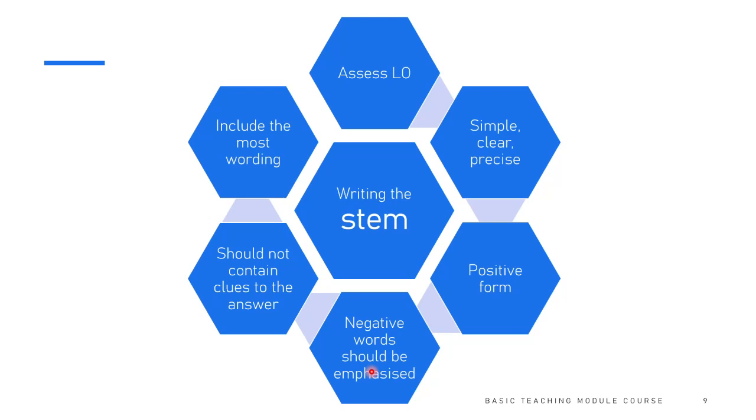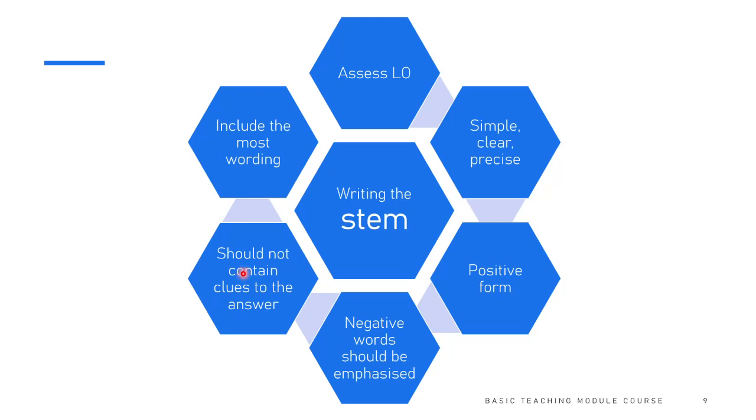Okay, for example, the word "except" is bolded and underlined. The word "but" is bolded and underlined, for example. Or bolded or underlined, or bolded and underlined, depending on the formatting guidelines by your kuliah or department. The next consideration when writing the stem is that it should not contain clues to the answer.